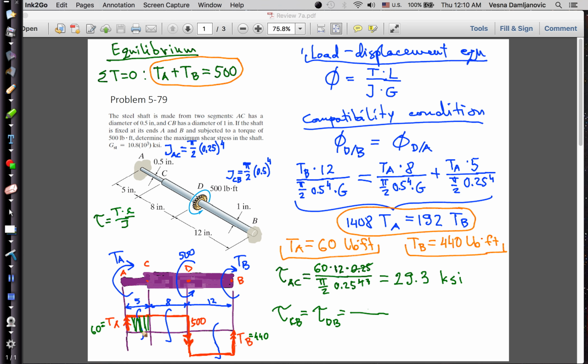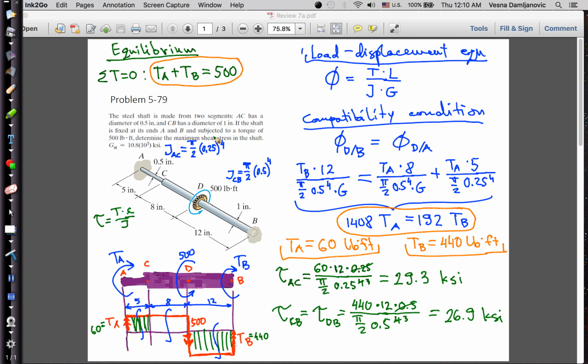times C, and that's half of this diameter, which is 0.5. But let's not forget the 12 for the inches and feet. So it's 0.5. And down at the bottom, we have pi over 2, 0.5 to the 4th power. This and that gets canceled. This is a 3rd power. And the final solution is 26.9 KSI.